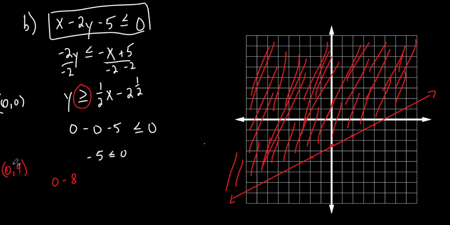Oh, 0, -4. My bad. Whew. Because 0, 4 would work, wouldn't it? All right. So if that's a -4, what's that? That's a plus 8. There we go. Is that less than or equal to 0?